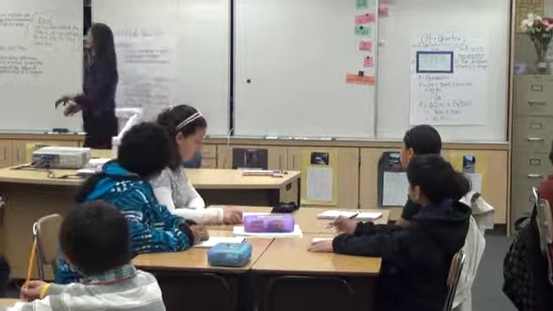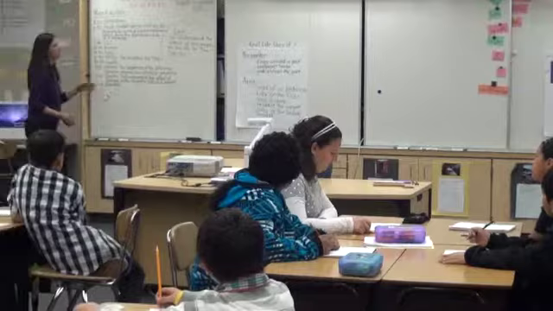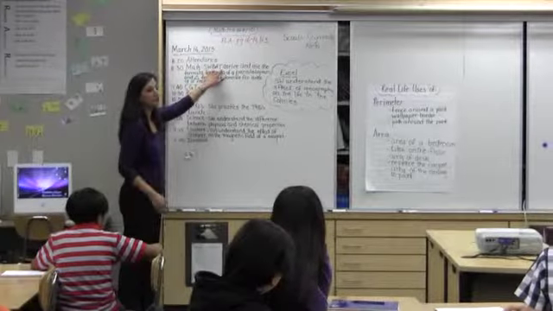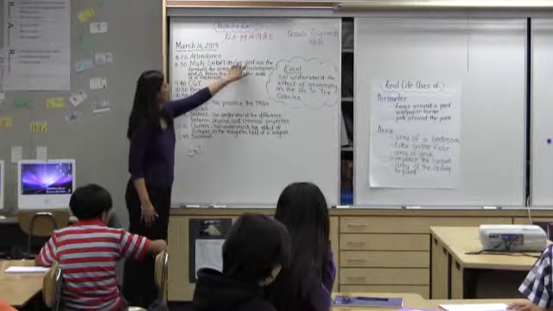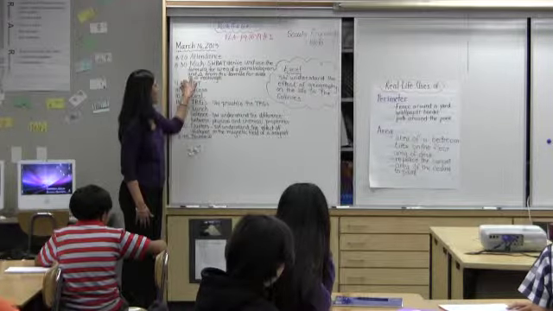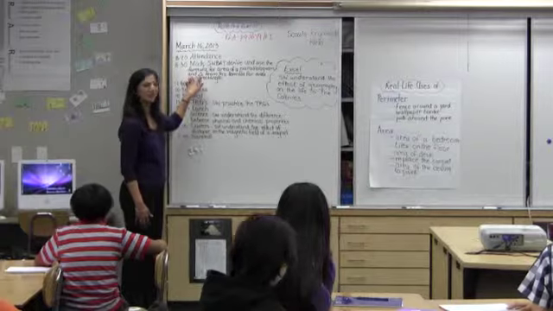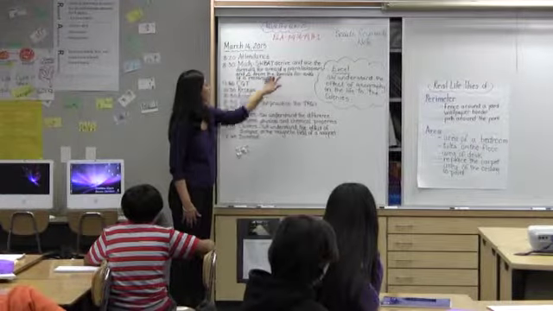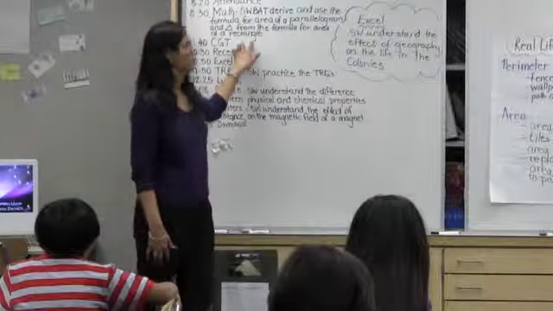Okay, today we have a really fun lesson planned for you. Let's look at our objective today. What are we trying to do? So students will be able to derive and use the formula for area of a parallelogram and, what symbol is that? Triangle. From the formula for area of a rectangle.